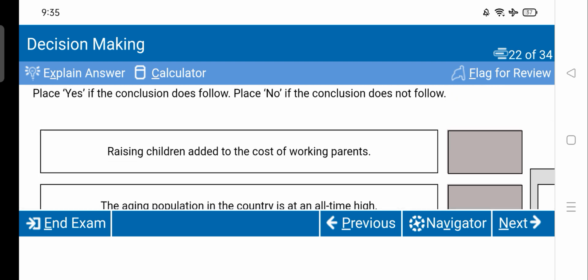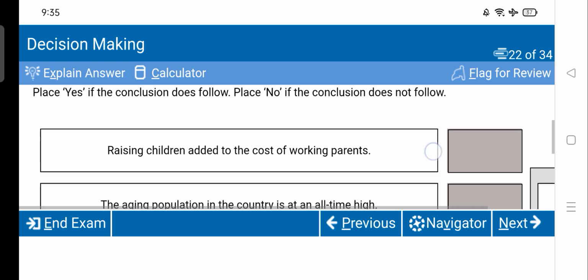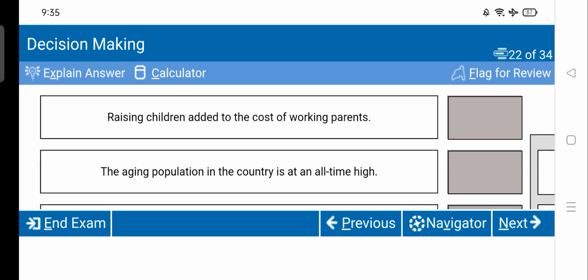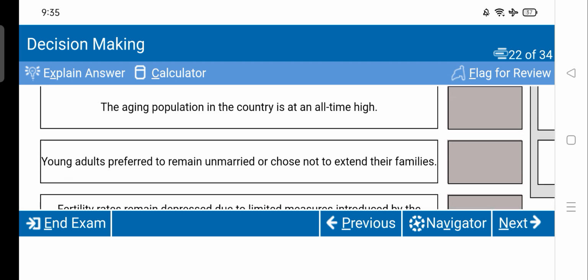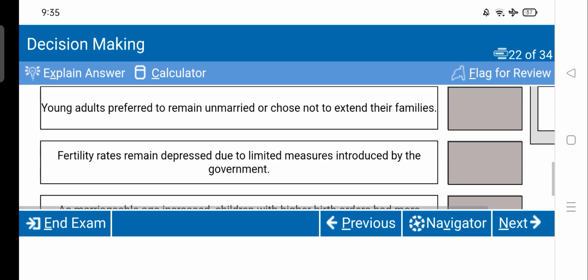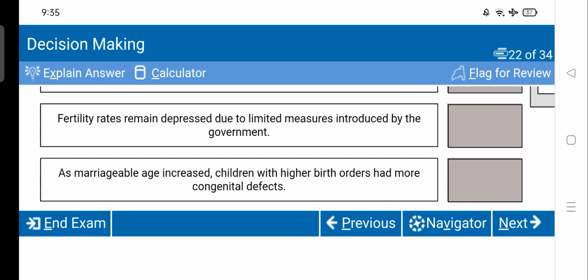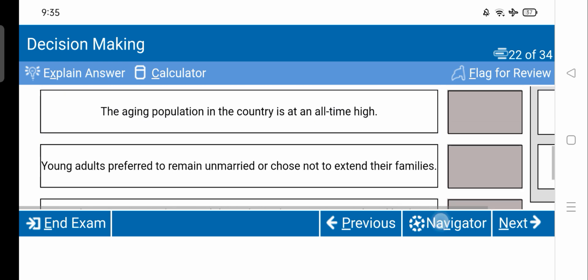Raising children added to the cost of working parents. The aging population in the country is at an all-time high. Young adults preferred to remain unmarried or chose not to extend their families. Fertility rates remain depressed due to limited measures introduced by the government. As marriageable age increased, children with higher birth orders had more congenital defects.